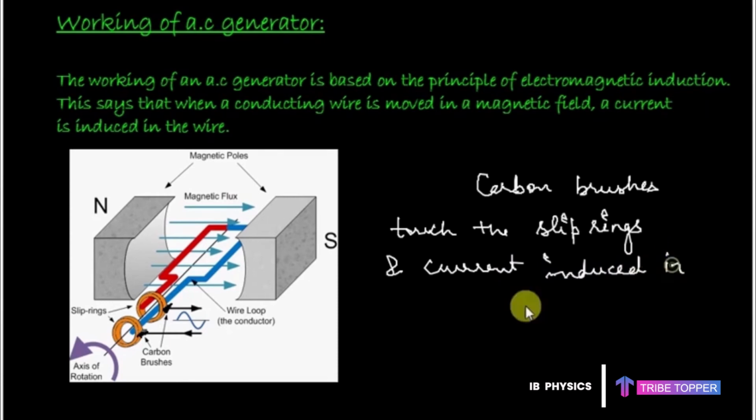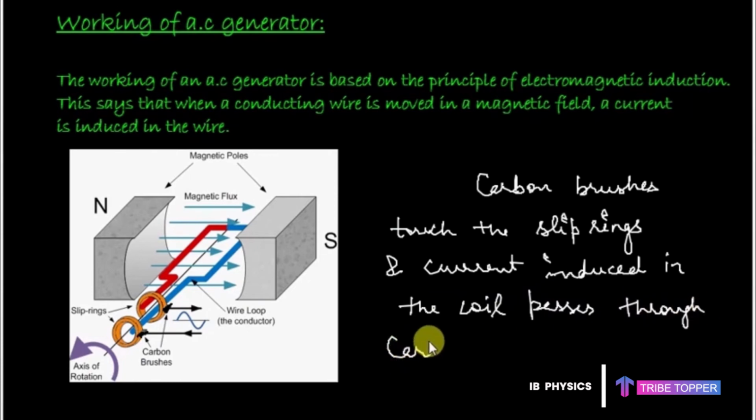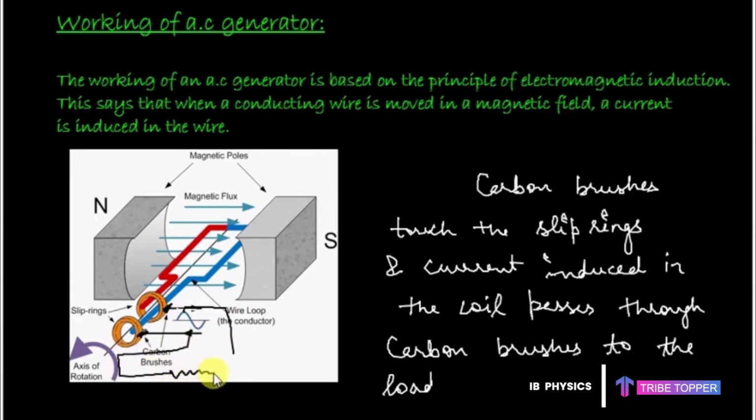So carbon brushes touch the slip rings and the induced current in the coil passes through the carbon brushes, right? It passes through the carbon brushes to the load. The carbon brushes don't interrupt the motion of the rings because they are not attached to the slip rings. They are just touching. The carbon brushes are then just connected to the wires through the load, and this way you can utilize the current which has been induced in the coil to run the load.